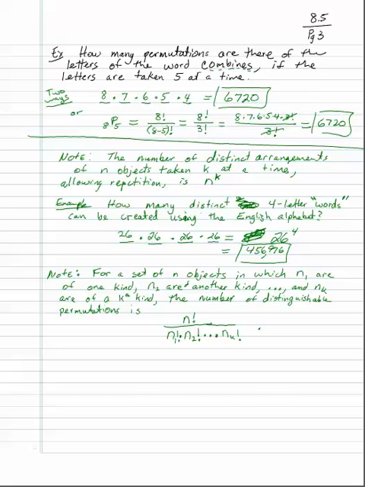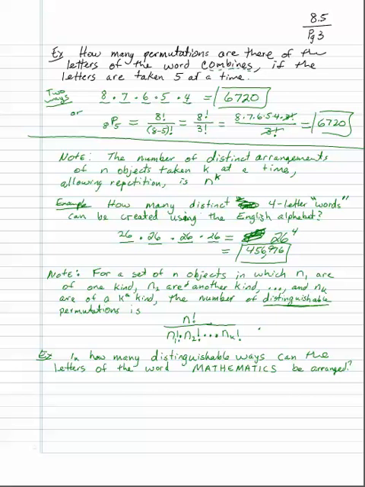Okay, so for a set of n objects in which n sub 1 are of one kind, n sub 2 are of another kind, and n sub k are of a kth kind, the number of distinguishable permutations is n factorial over the product of n sub 1 factorial times n sub 2 factorial times n sub k factorial. So let's look at an example. In how many distinguishable ways can the letters of the word mathematics be arranged?